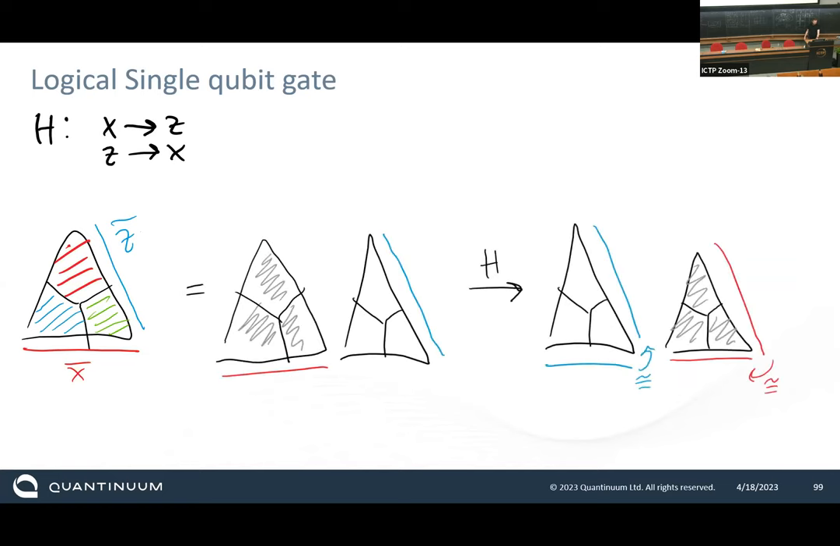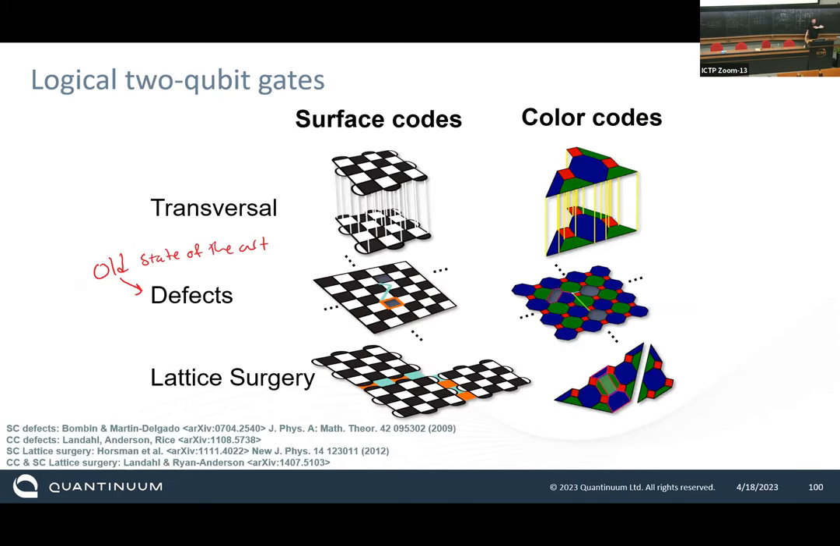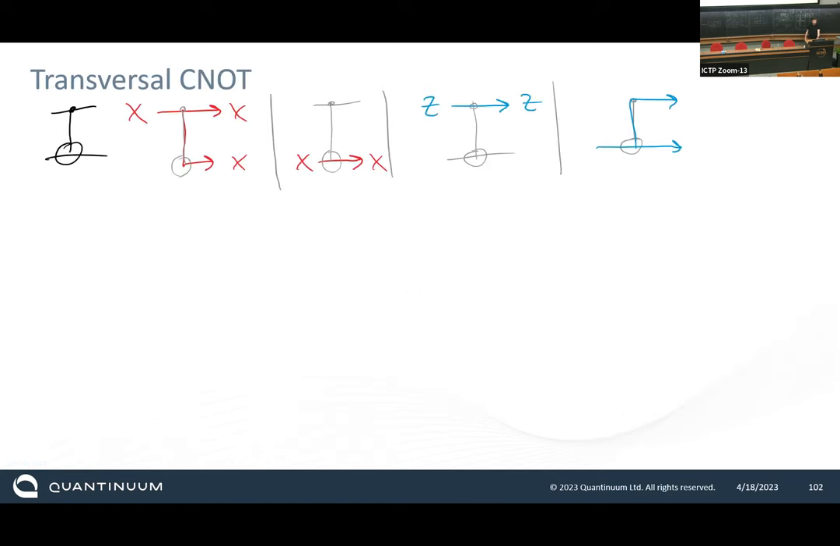The color code can do it, and it doesn't need to move things around because X's and Z's are symmetric. So everything's symmetric, and you're good. And all the boundaries can have the same sort of Pauli X, Y, and Z type stuff, so you're all good.